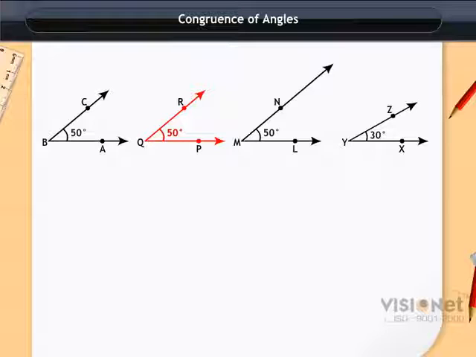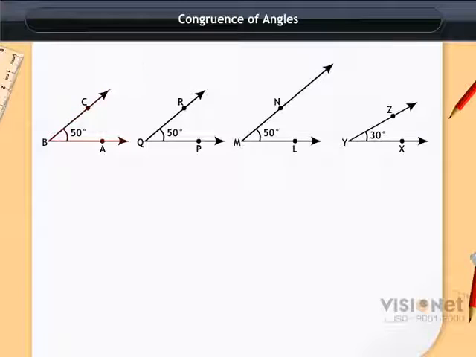So we say that angle ABC is congruent to angle PQR. Similarly, we say that angle LMN is congruent to angle ABC. You may note that the ray MN appears to be longer than the ray BC. One might think that angle LMN is greater than angle ABC, but it is not true. Rays only indicate the direction and not length.